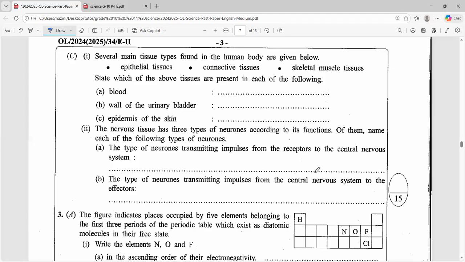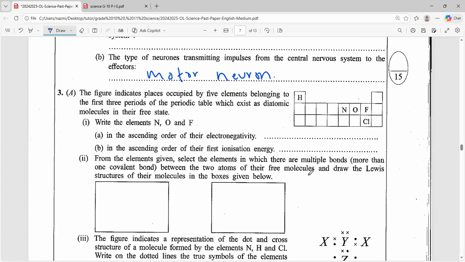The nervous tissue has three types of neuron. The type of neuron transmitting impulses from receptor to central nervous system is the sensory neuron. From central nervous system to effector, motor neuron. Interneuron is in the middle. Giving to the central nervous system is sensory neuron. Giving to the effectors is motor neuron. Now start the third one.